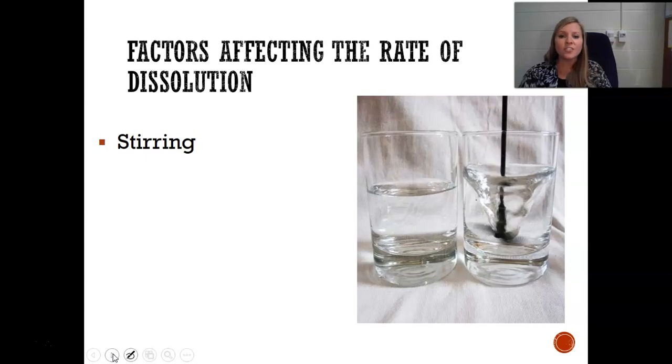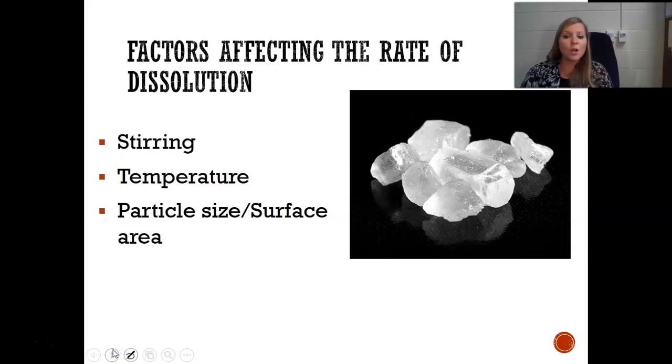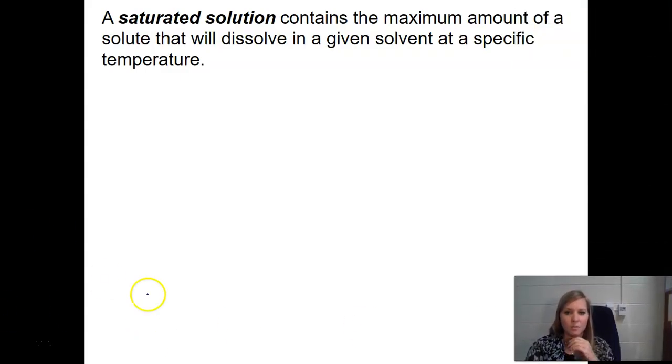All right, so different factors that affect the rate of dissolution. Stirring will help things dissolve more rapidly. Temperature. Particle size or surface area. So a big block of sugar is not going to dissolve as rapidly as small granules of sugar, right? All right, so let's talk about some terms, and we're almost done besides just some examples.